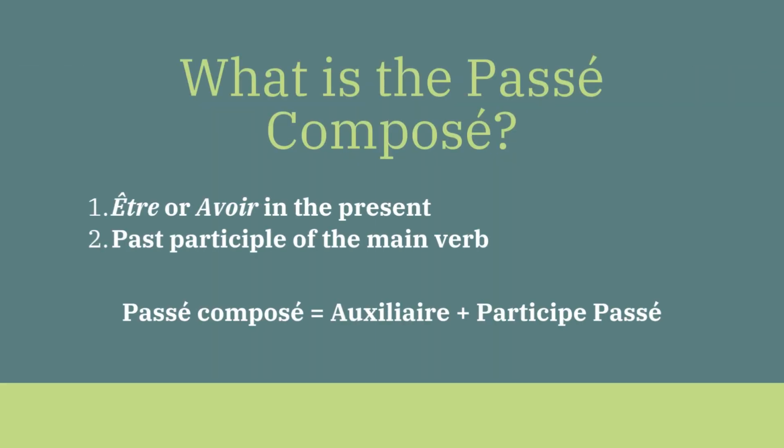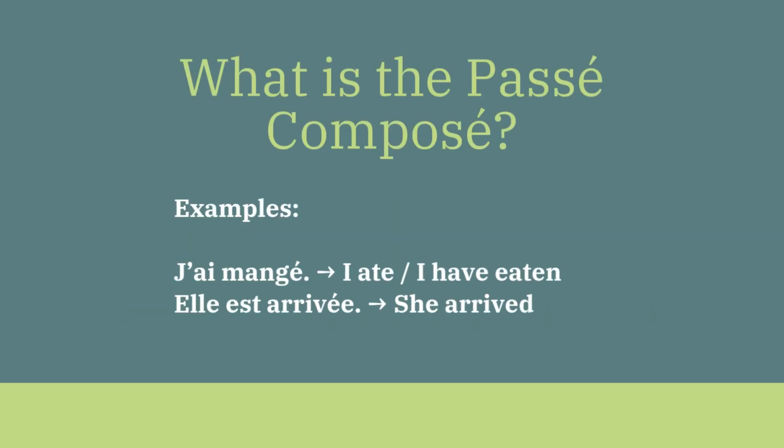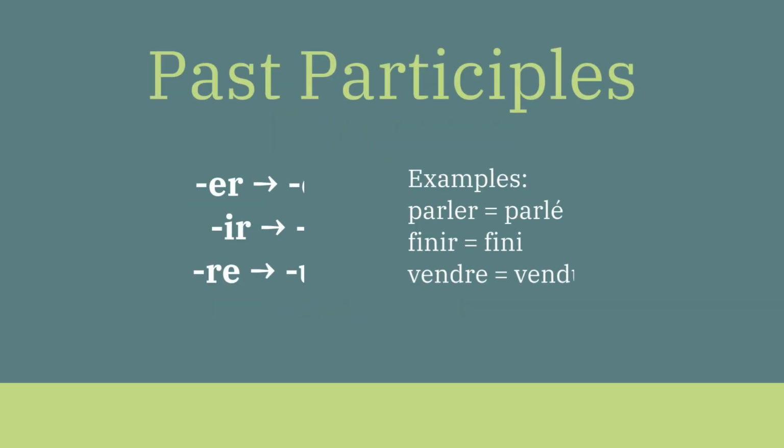To form the passé composé, you'll use two different parts. The first is an auxiliary verb, which means using être or avoir in the present tense. Then you'll add on a past participle of the main verb. Think of it like present helper plus past action equals past sentence. So what that looks like is j'ai mangé, which means I ate or I have eaten, or elle est arrivée, meaning she arrived.